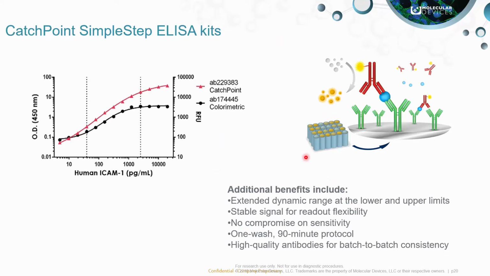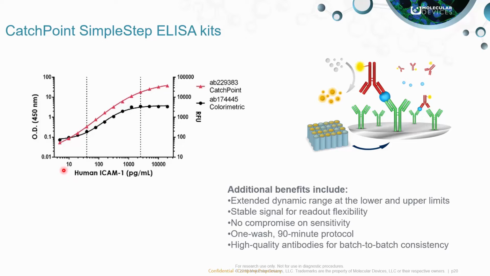Here is an example of the CatchPoint SimpleStep ELISA kits, which have been developed using a fluorescent substrate to provide improved linearity over an extended dynamic range, providing better quantification of both the lower and upper ends of the curve. Both an absorbance and a fluorescent ELISA kit were plotted on the same graph for comparison, shown on the left here.